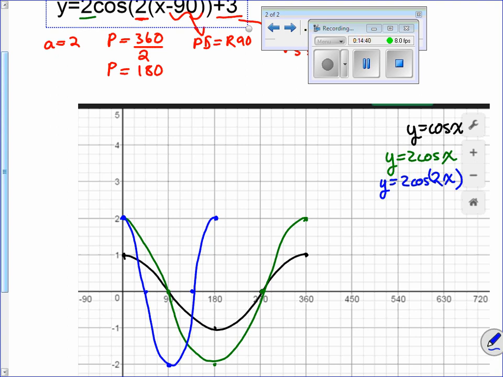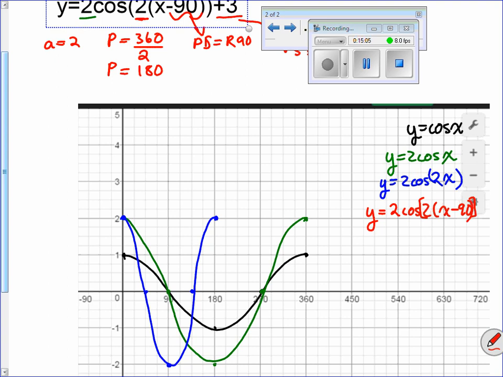Now, we have to add the phase shift. So I'm going to make the phase shift a red graph. So we're going to go y is equal to 2 cosine of 2x minus 90. So x minus 90 means we said it moved the graph right 90.